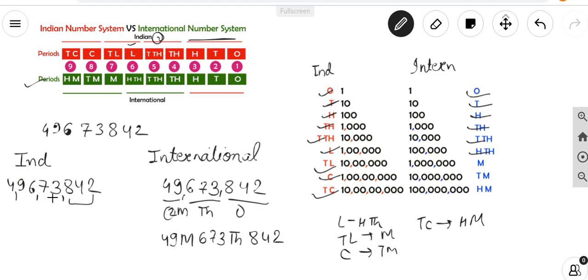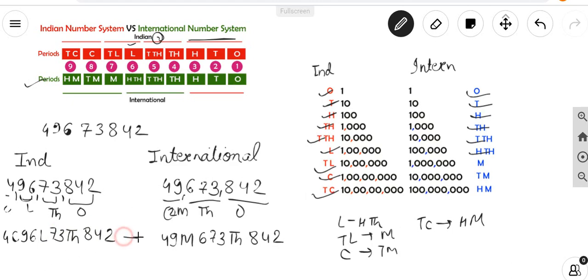How will we read it? This period holds all the places. This period also holds all the places. This is the ones period, thousand period, lakhs period. This also holds both, and this is the last, the crore period. This holds only one place. It means 4 crore 96 lakhs 73,842.